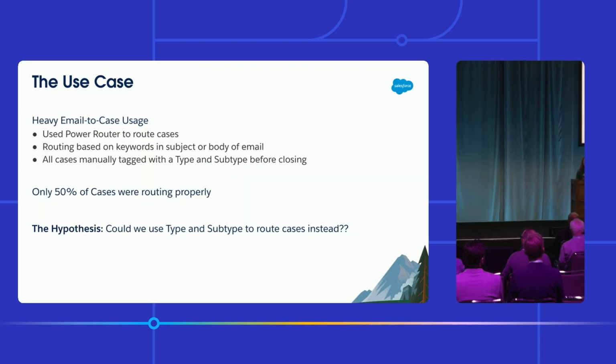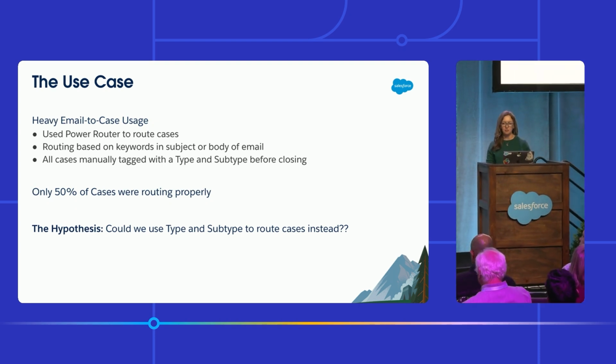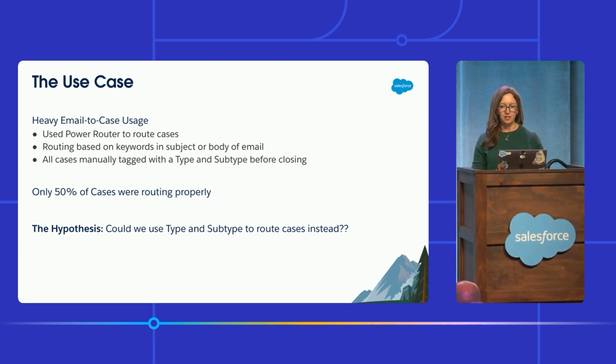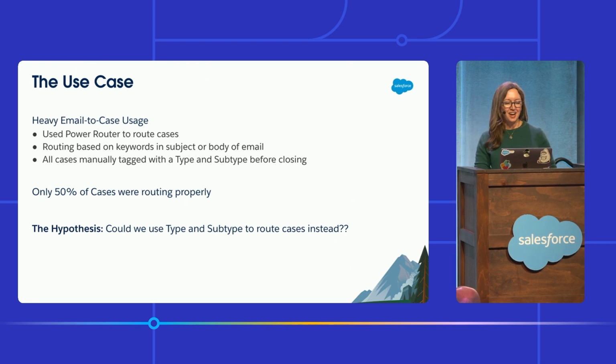So the use case. The place I was at, we were very, very heavy email to case users. I know that's a bit old school, but I also know it's still heavily used. We were using a tool called Power Router, which is an AppExchange app to route cases. It's an awesome tool. No shade to Power Router by any means. I still use it to this day, and I highly recommend checking it out. We had just started to outgrow it a little bit.